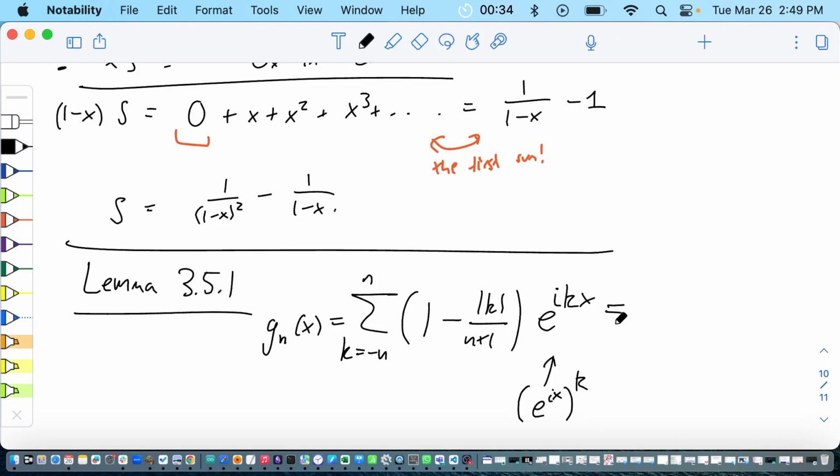And the answer you're going to get is very nice. It's 1 over n plus 1 times the sine squared of n plus 1 over 2 times x divided by the sine squared of x over 2, which is very surprising. You have some crazy thing, right? Big sum involving two n terms, summing from minus n to n, and at the end of the day, everything sort of cancels nicely, and you get a sine squared over sine squared.